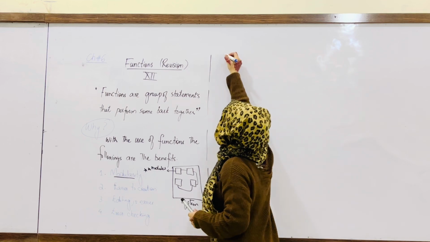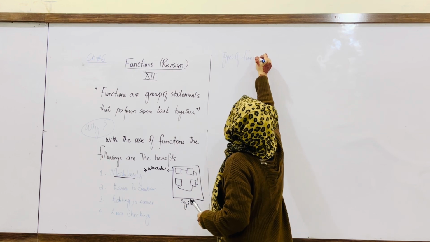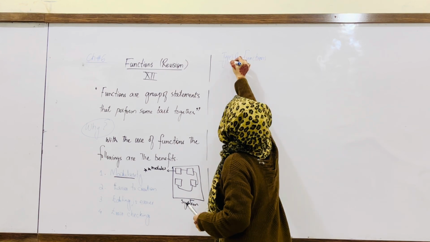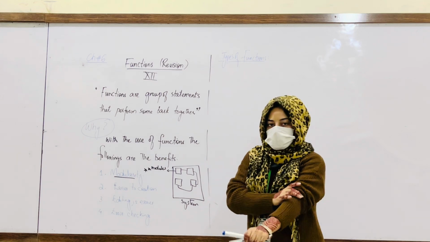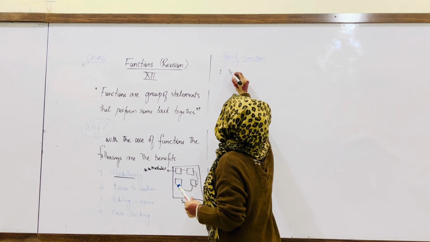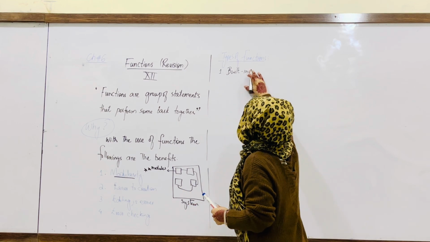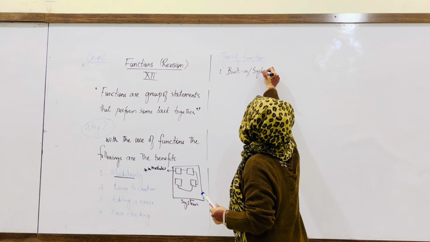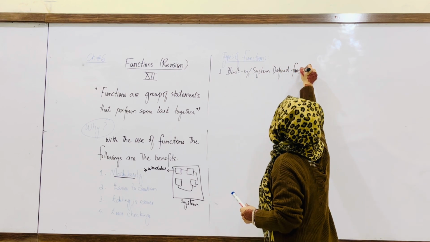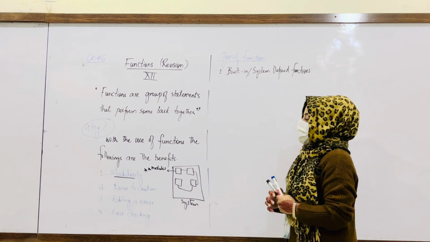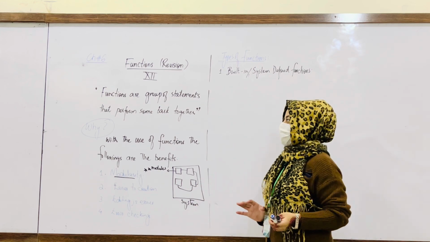The next thing is types of functions in C++. What are the two types of functions which we can use in C++? Number one is built-in or system defined functions, right? Built-in functions or system defined functions are those functions which are already available in the programming language.